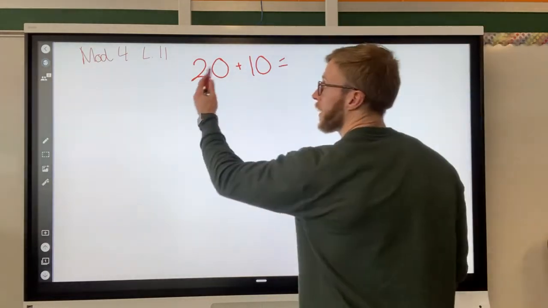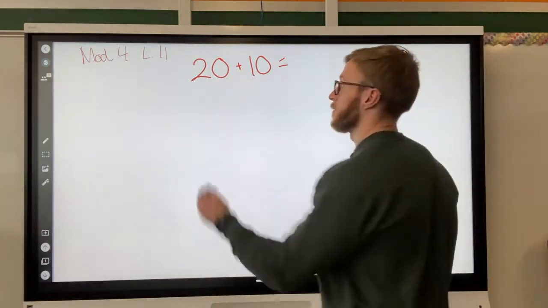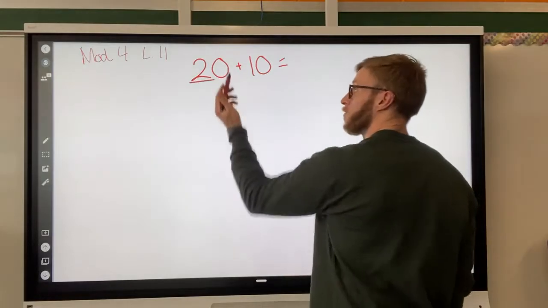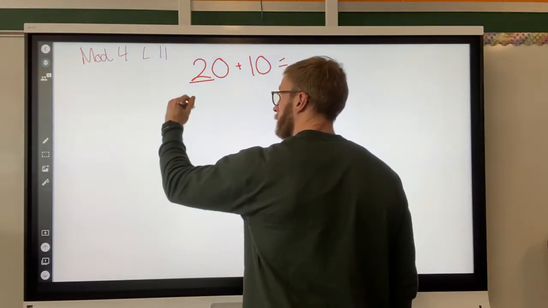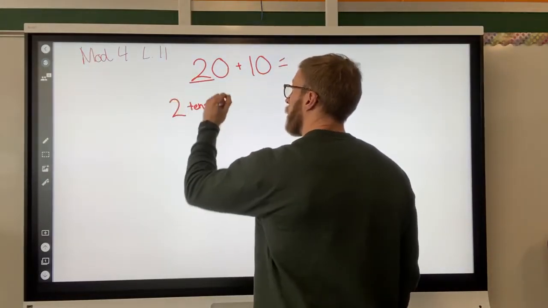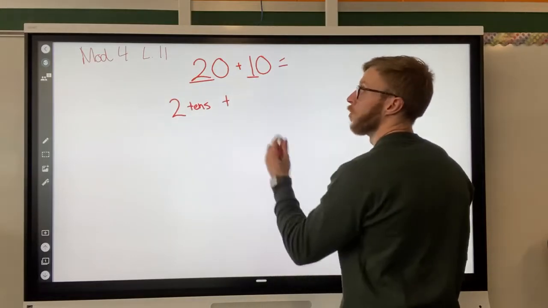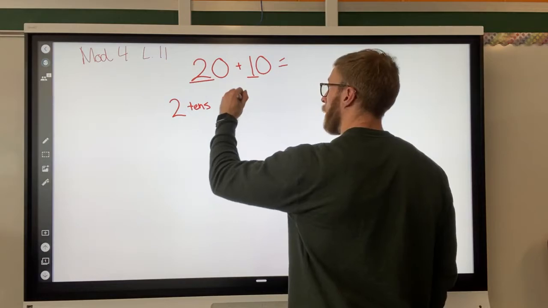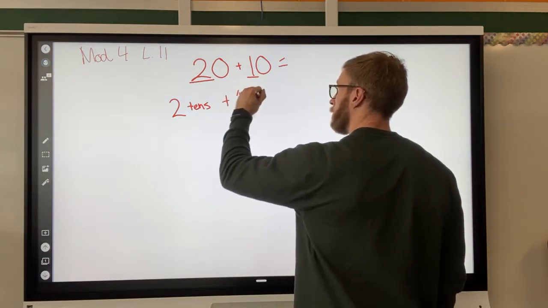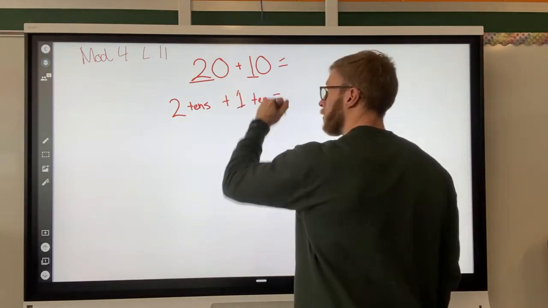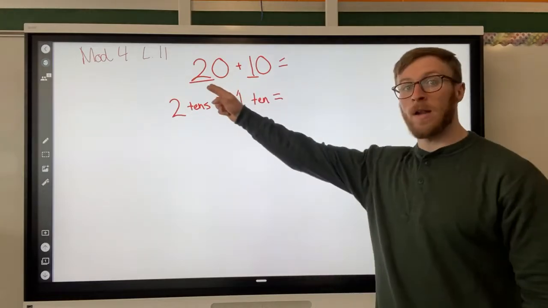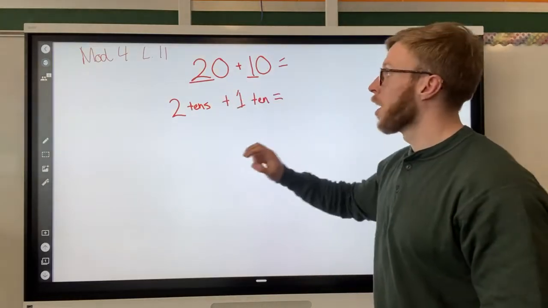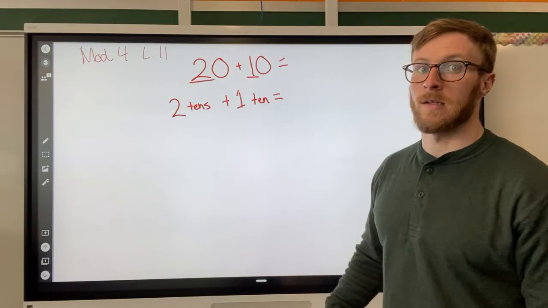Well, this is how I want us to look at this. We know that 20 is 2 tens, right? There's a 2 in the tens place with 0 ones. So we have 2 tens plus just 1 ten. That is 10. So there's one group of 10. 1 ten equals, can we tell from there? You might have been a little stumped with this one. But 2 tens plus 1 ten.